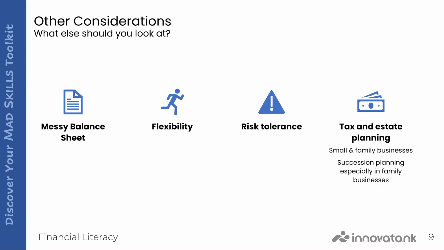Other considerations you want to look at as you're looking at this comparative analysis are things like: is the balance sheet messy? What's the flexibility? What's the risk tolerance of the owners of the company? And again, especially with small and family businesses, tax and estate planning, and succession planning is especially important.